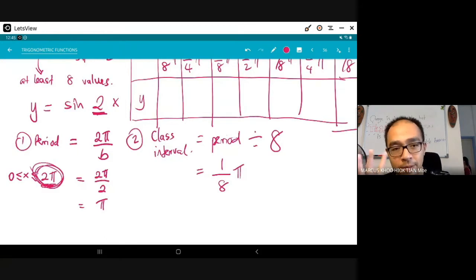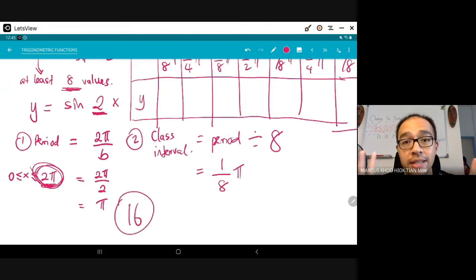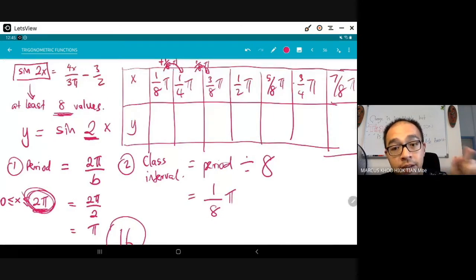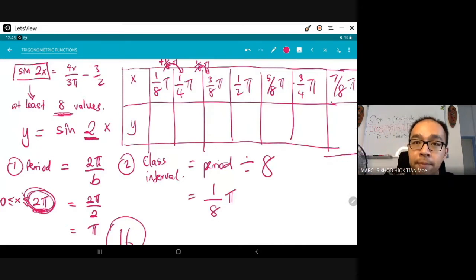So you're going to get, I'm sorry, I know I said at least 8 values, right? But in this table, you're going to get 16 values. And it's okay, it's good to have 16 values. And the good thing is, because the intervals are equal, you can use 2cm for each interval. So 1 over 8 pi is 2cm. The next one, 1 over 4 pi is 2cm.